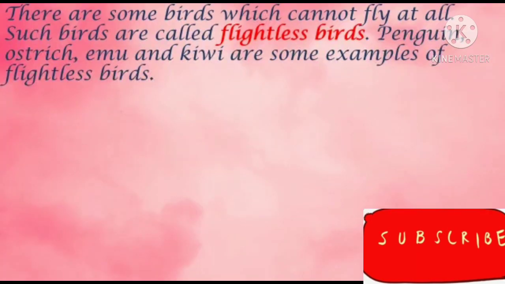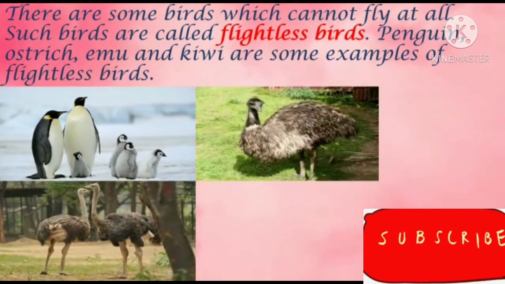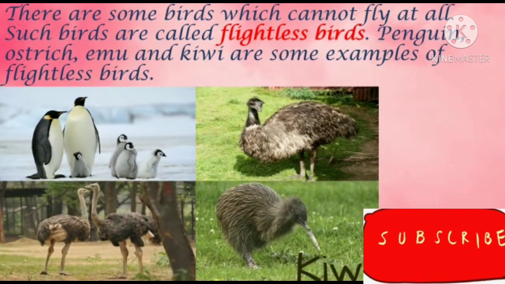There are some birds which cannot fly at all. Yes students, some birds cannot fly, but they are birds. Such birds are called flightless birds. Why are they called flightless birds? Because they cannot fly. So which are the birds? Penguin, ostrich, emu and kiwi are examples of flightless birds.